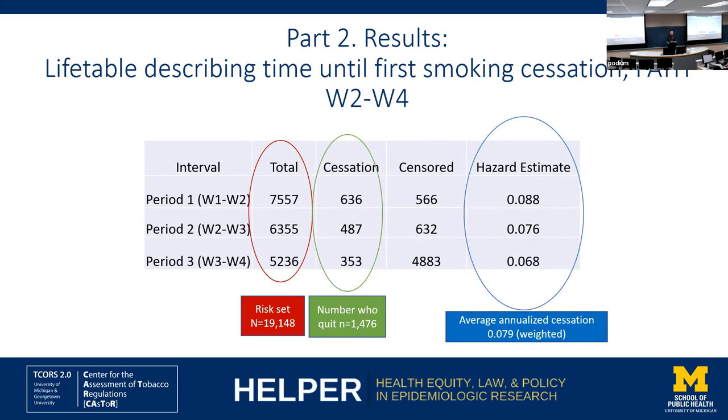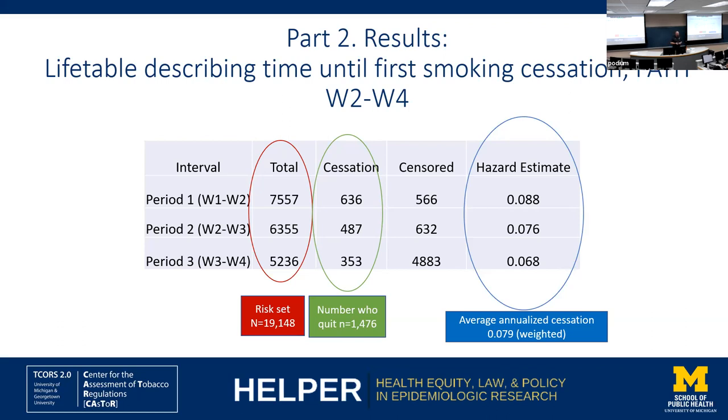That's because this is a multivariable data set. I listwise deleted the other people. So the risk set becomes slightly smaller. And if you subtract 7,557 from 7,591, that's the number of people I excluded listwise. That's why it's a different number, if you're wondering. So the risk set is 19,148. But the variables we're interested in, in terms of timing until these events happen, is the cessation time.